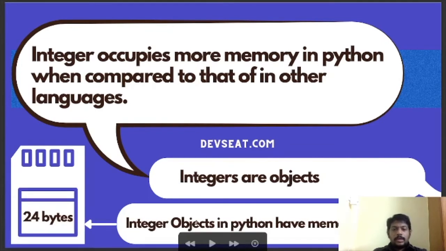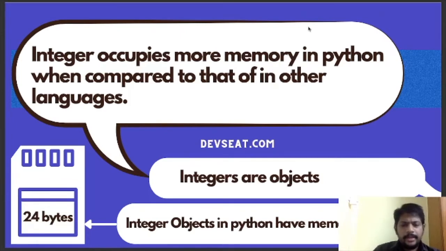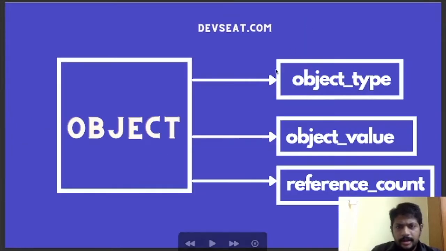Integer objects in Python have a memory overhead of 24 bytes. This is what I mean by memory overhead: an object contains the object type, object value and reference count. All this takes 24 bytes of memory.